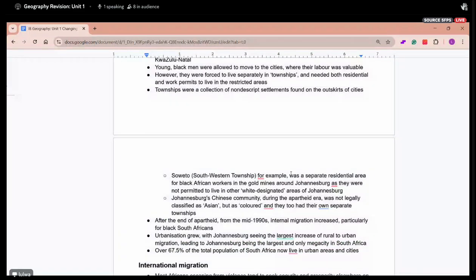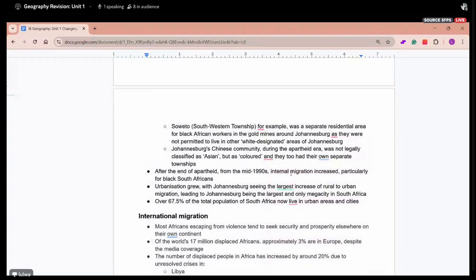Okay. So urbanization grew after the end of apartheid, with Johannesburg seeing the largest increase of rural to urban migration.